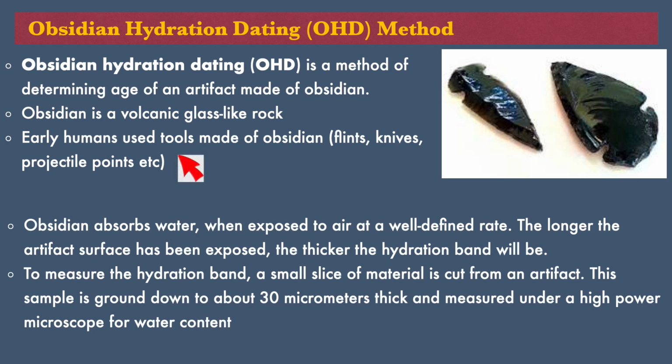Early humans used to make tools of obsidian. These tools include flints, stone knives, projectile points, etc. All such tools are good candidates for dating using the obsidian hydration method. To measure the hydration band, a small slice of material is cut from the artifact. Then this cut part is ground to make it 30 micrometers thick. This piece is then placed under a power microscope to measure the water content in it.